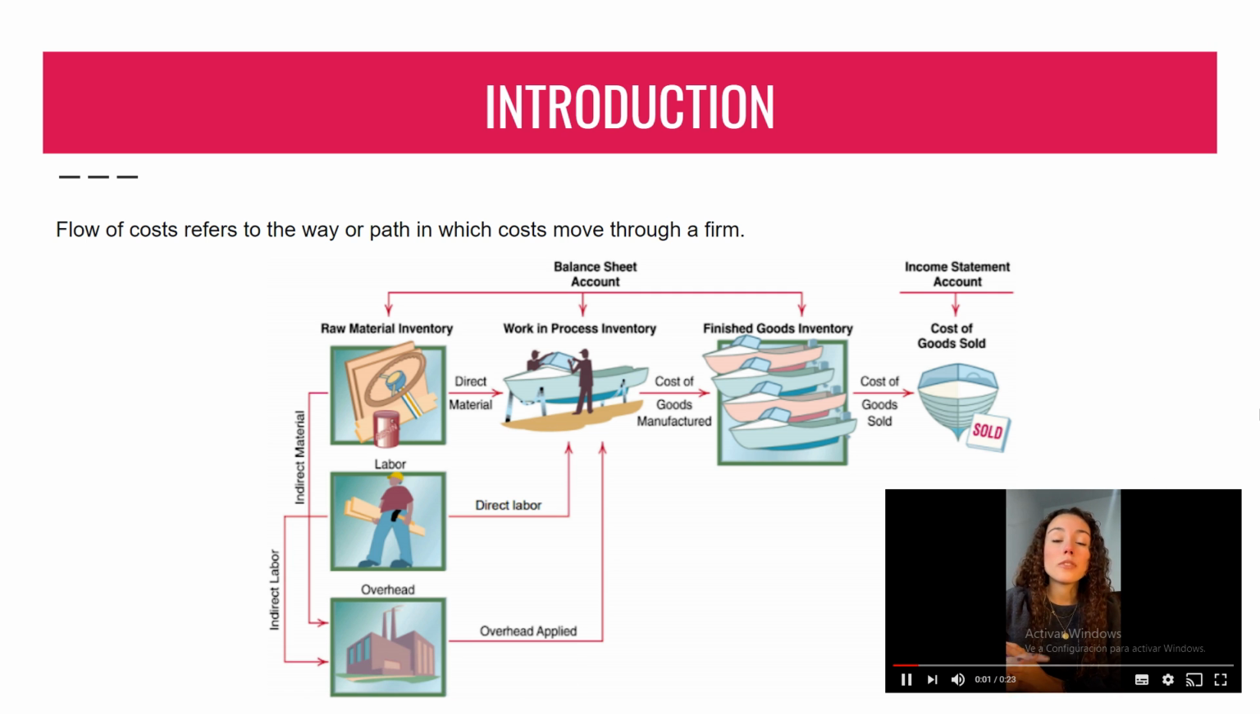Flow of costs refers to the manner or path in which costs move through a firm. Typically, the flow of costs is relevant with manufacturing companies whereby accountants must quantify which costs are in raw materials, in work in process, finished goods inventory, and cost of goods sold.